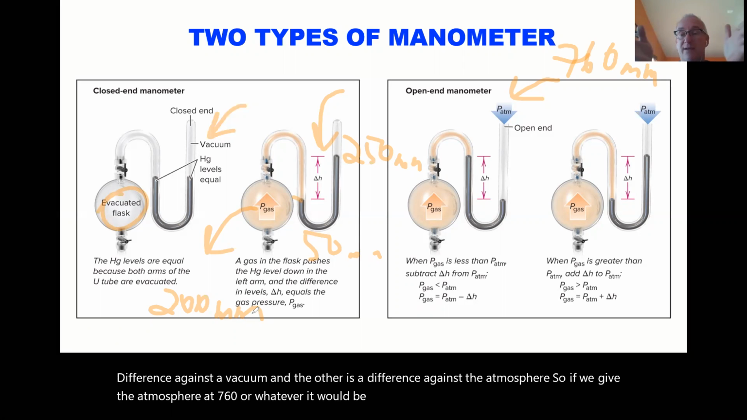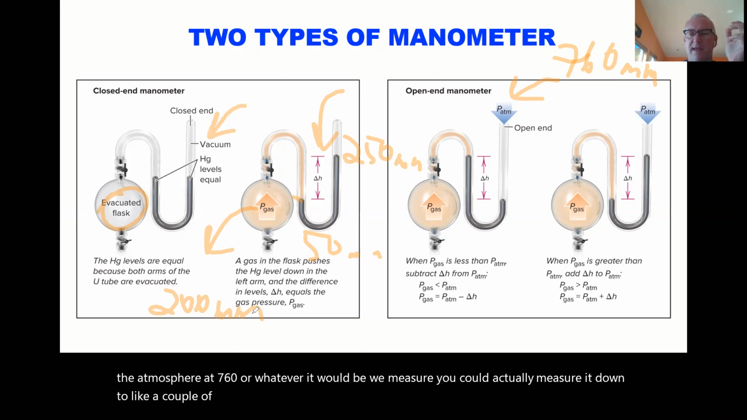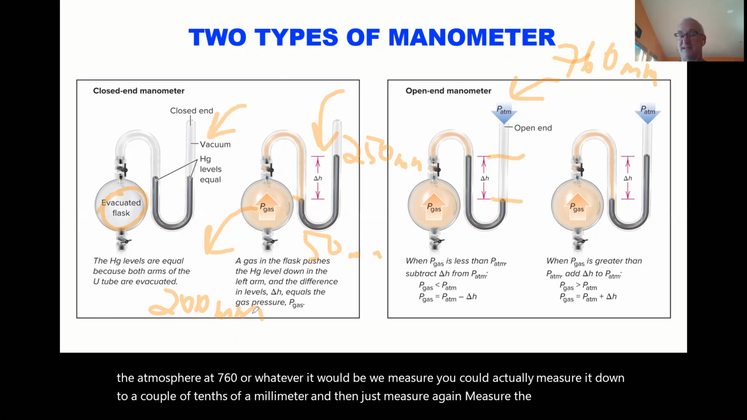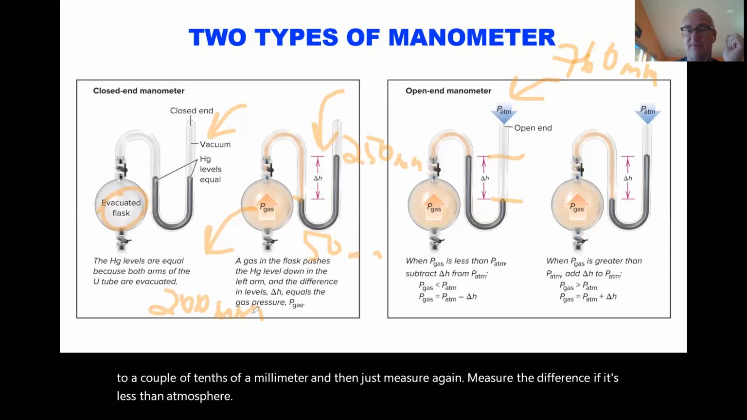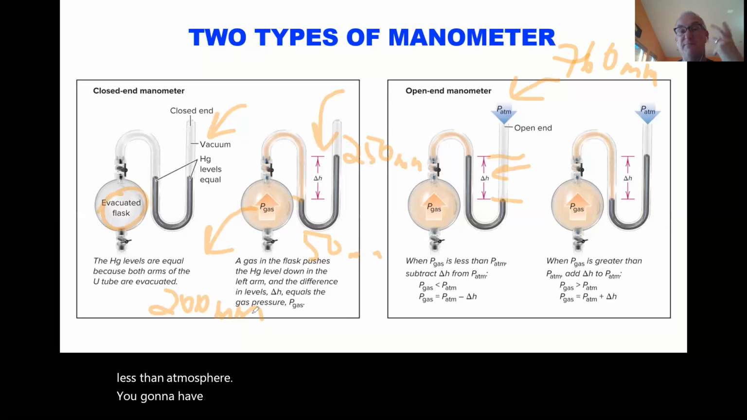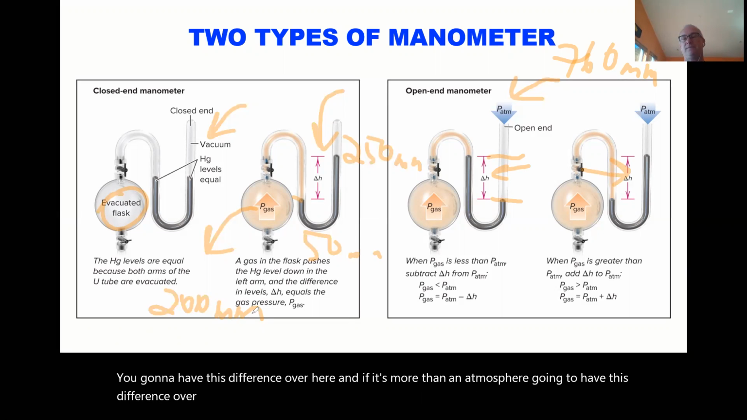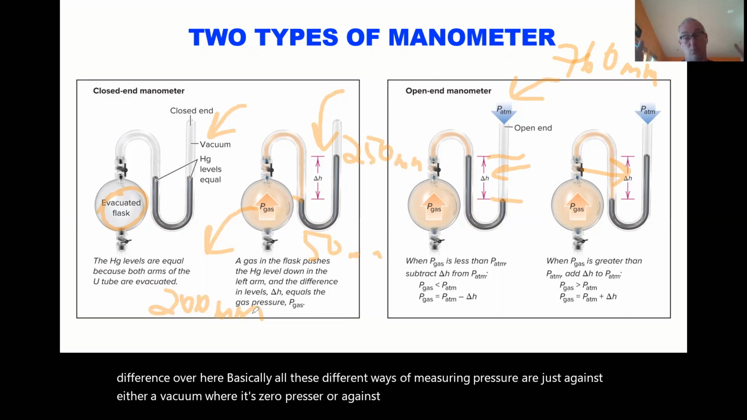You could actually measure it down to a couple of tenths of a millimeter, and then just measure the difference. If it's less than an atmosphere, you're going to have this difference over here. And if it's more than an atmosphere, you're going to have this difference over here. Basically, all these different ways of measuring pressure are just against either a vacuum, where it's 0 pressure, or against the atmosphere, which would be 1 atmosphere of pressure.